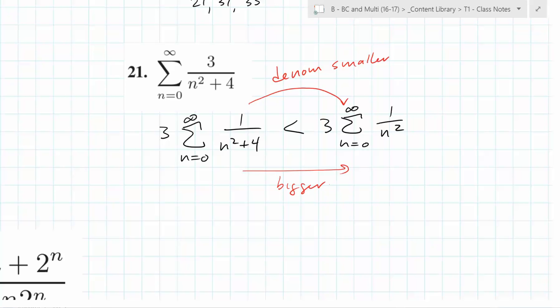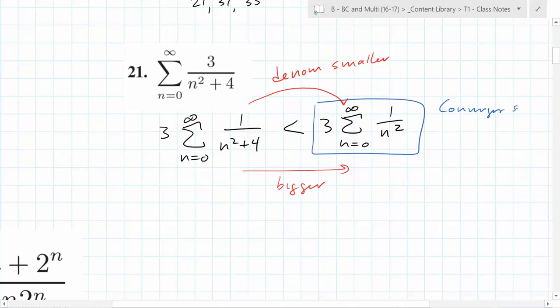What do you know this does right here? What does this do? We know that it what? Why, Chip? Since it is a p-series and p is greater than 1. In this case, p is equal to 2. So because it's less than something that converges, you know that it itself converges. So you could do it this way.